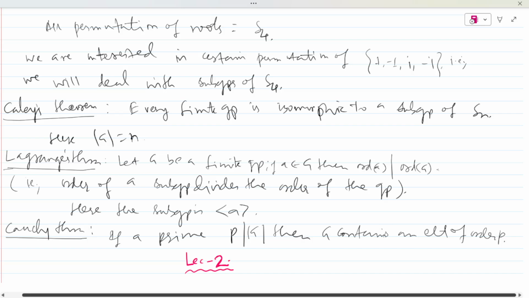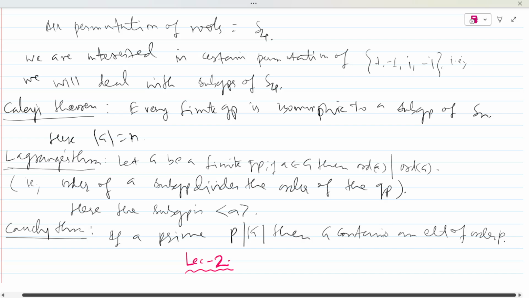After that, Lagrange's theorem: let G be a finite group, and if H is a subgroup of G, then the order of H divides the order of G. It is the backbone of group theory, you know. This theorem is nothing but the backbone of group theory. After that, what is a subgroup? Here a subgroup can be the subgroup generated by a, and its order will divide the order of group G.